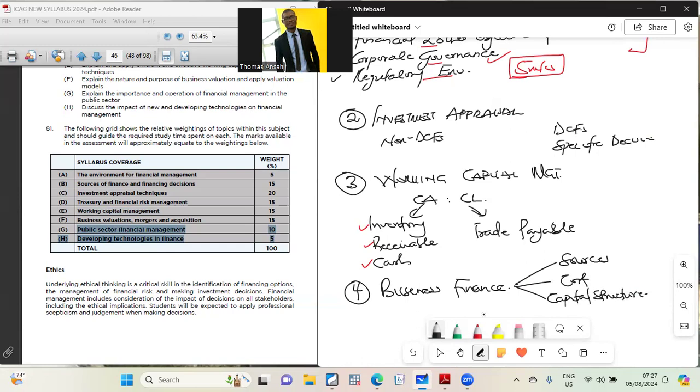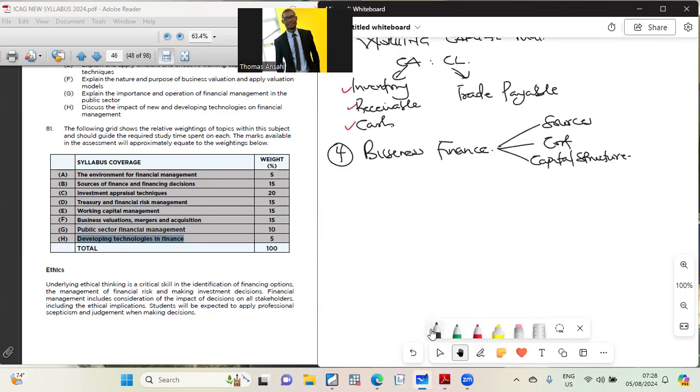Now, let me say that the new syllabus has made the theory of financial management become more than the calculation. Yes, because public sector financial management is not calculation, it is theory. Developments in technologies in finance is theory. And inside these topics, there are theories already. So financial management is becoming more of a theoretical paper than a calculative paper. So you don't focus only on the calculation, but you try to understand. You read and you understand. If you read well, you can pass without doing the calculation. All right, so that is that.